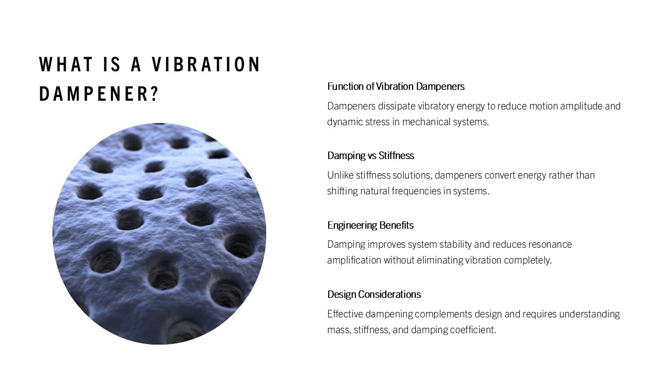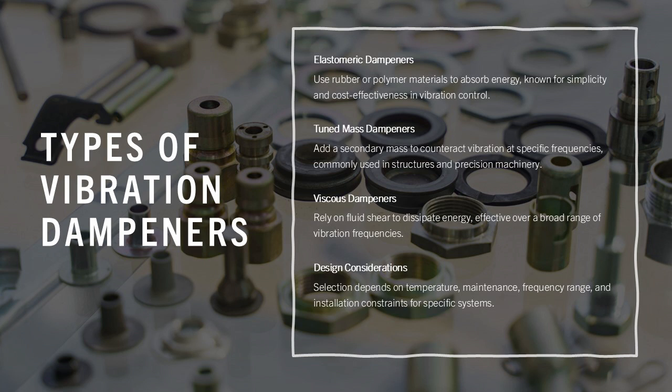Illustration of a viscoelastic dampener concept, showing energy dissipation through material deformation. This slide reviews common categories of vibration dampeners used in engineering practice. Elastomeric dampeners use rubber or polymer materials to absorb energy and are widely used due to simplicity and cost-effectiveness. Tuned mass dampeners add a secondary mass designed to counteract vibration at specific frequencies, commonly used in structures and precision machinery. Viscous dampeners rely on fluid shear to dissipate energy and are effective over broader frequency ranges.